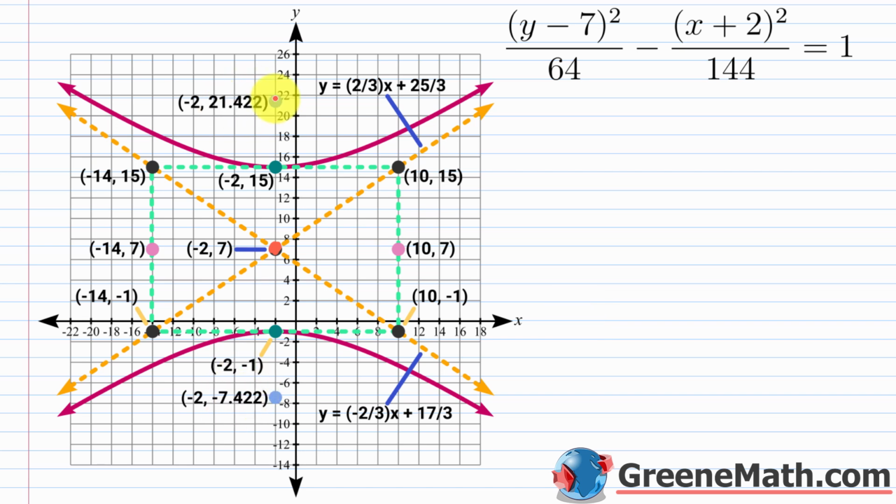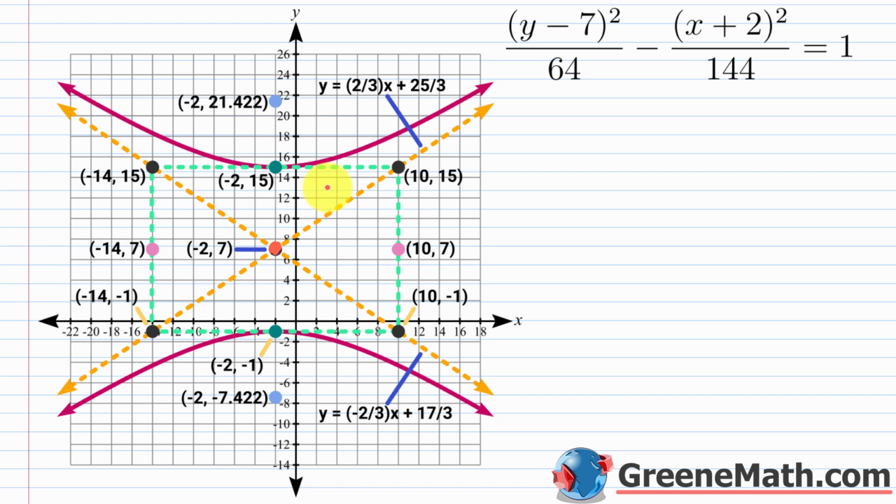When I talk about the foci, again, this right here is an approximation, and so is this one. We covered that earlier. So this one is going to be negative 2, 21.422. So that's one of them. And then this one right here is negative 2, negative 7.422. So that's the other one. Again, the definition of C is that it's the distance from the center to each focus. So you're going up by 4 times the square root of 13, and you're going down by 4 times the square root of 13 to get the foci.